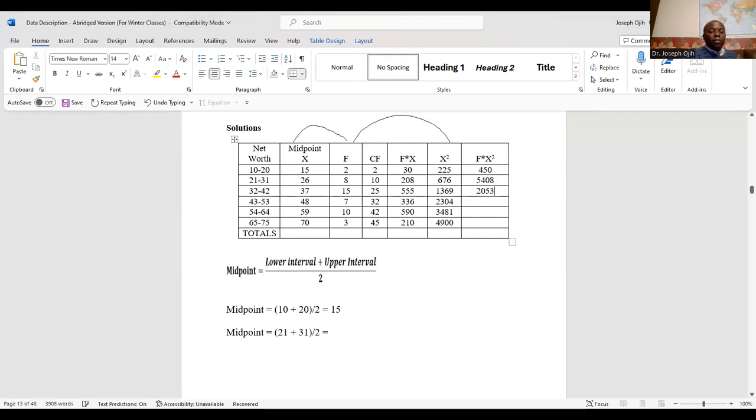Following that method, I get the rest as 535, 16128, 348, 10, then 14700.